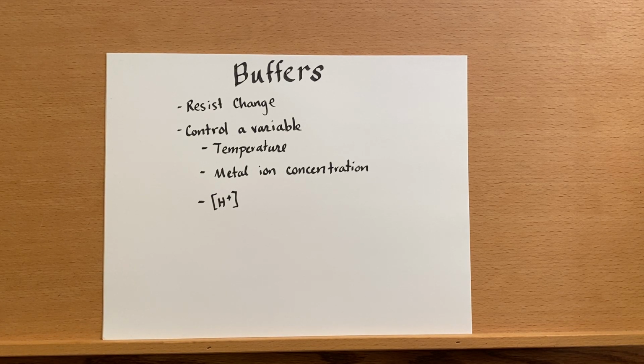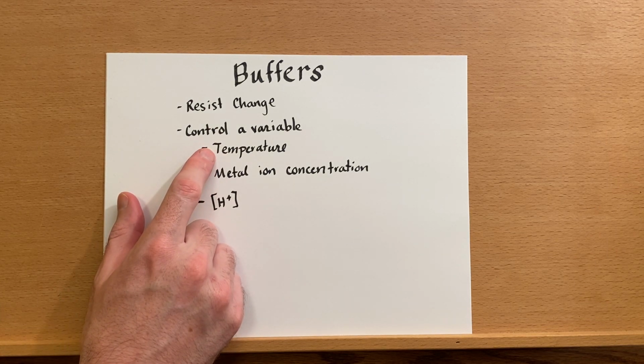Let's talk about buffers. Buffers are something that helps resist change, and they do this by helping to control some variable. Here are some buffers that are relevant to a chemist: temperature buffers, metal ion concentration buffers, and then H plus buffers, or pH buffers. Most of our discussion will be about pH buffers, but I will mention that temperature can also be buffered.